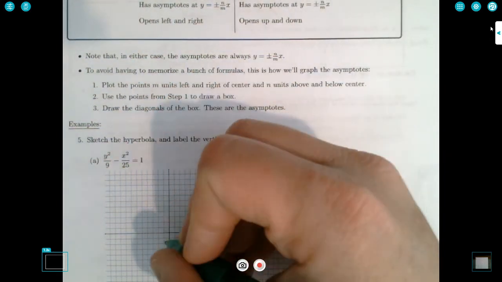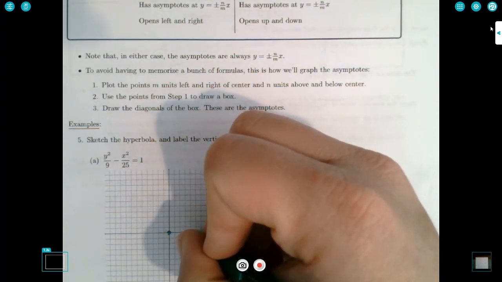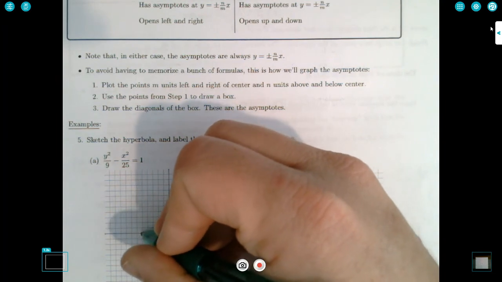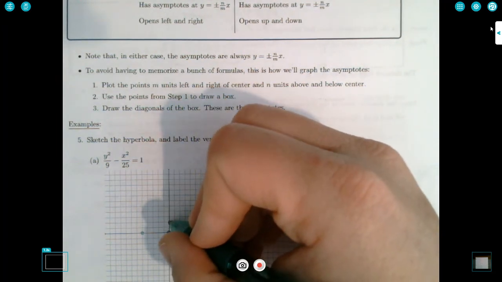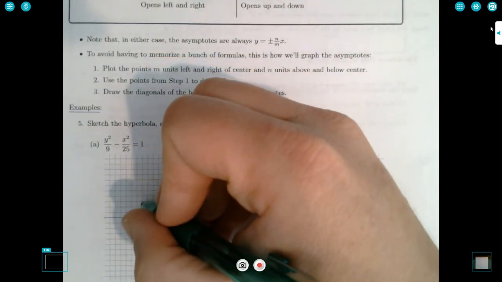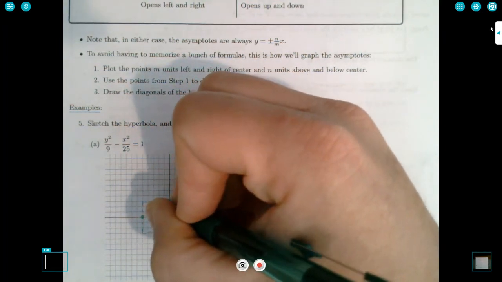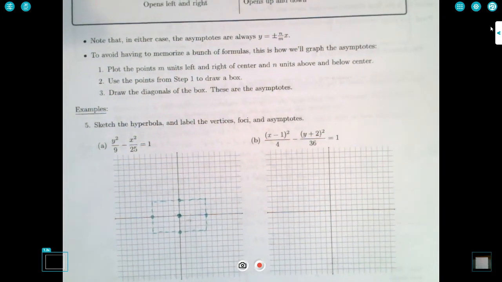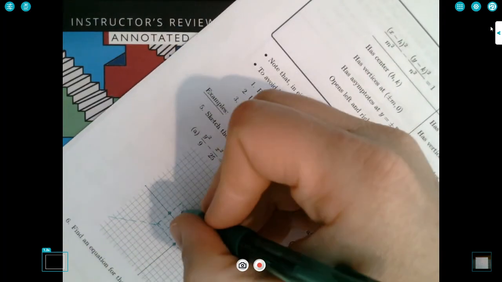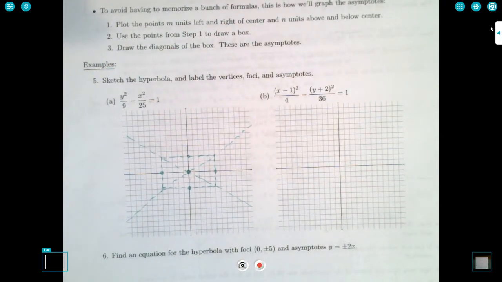The center here is (0, 0). So here's the center, where we're going to go 5 units left and right. 1, 2, 3, 4, 5. 1, 2, 3, 4, 5. 3 units up and down. 1, 2, 3. 1, 2, 3. And then we draw a box, like that. Okay, and then we draw the diagonals of the box. And those are the asymptotes, right?